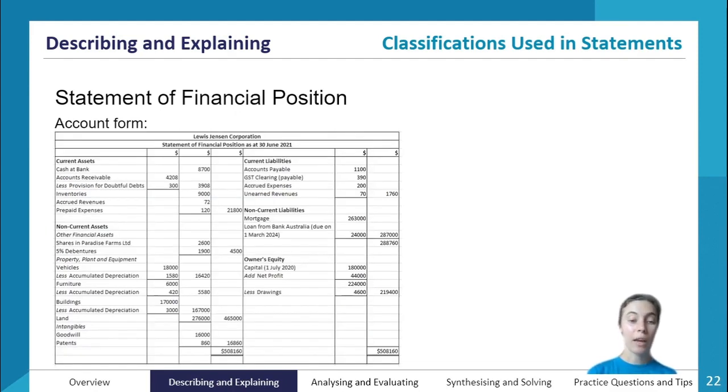And account form, you can see more of a horizontal structure in that you've got the things next to each other. So current assets here is on the left and current liabilities on the right, with the owner's equity at the bottom there. And you've got your figures that are matching up on each side. You can see those total values at the bottom.